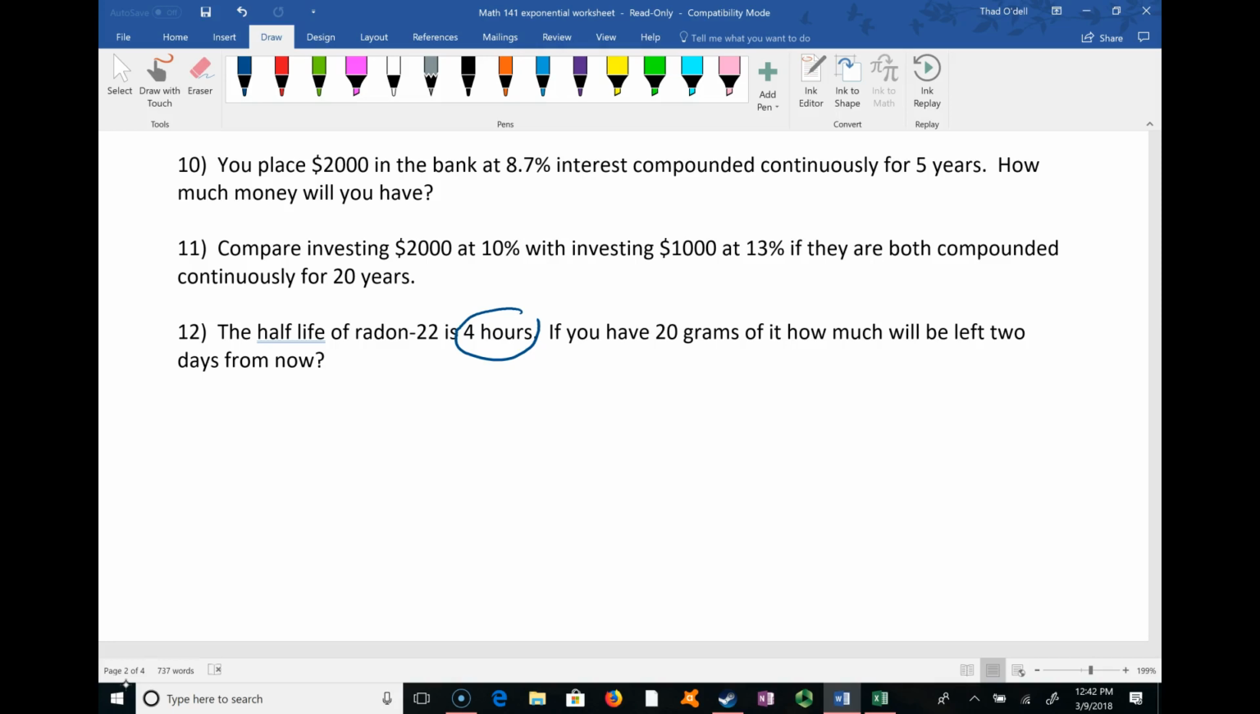So one way to handle this is you could say I start out with 20 grams and I'm cutting it in half every 4 hours. So what I put up here is the number of hours divided by 4, because I would count how many 4 hours go into it. So then it says if you have 20 grams of it, how much will be left 2 days from now? So then I would put 20 times 1/2, and in 2 days, there's going to be 24 hours, so I'd put the 24 in there. And so we'd have 20 times 1/2 to the 6? So there's 6 4-hour periods in it.